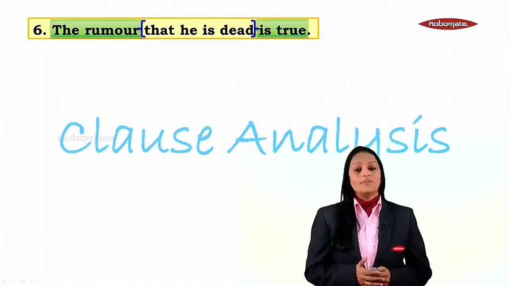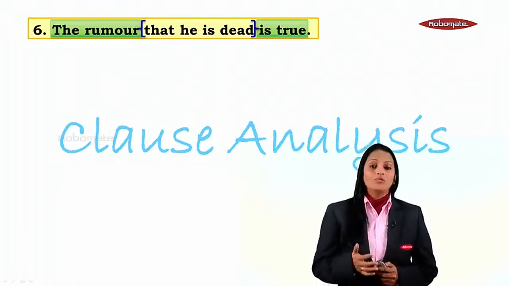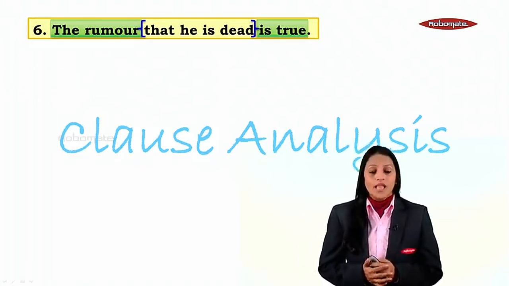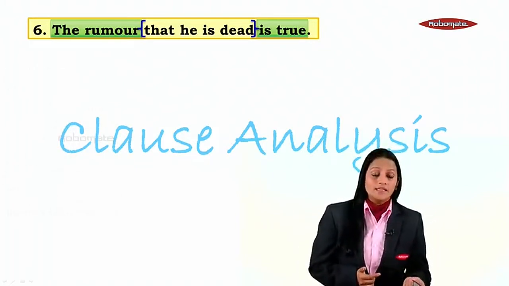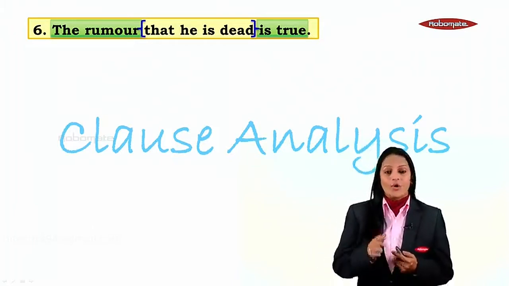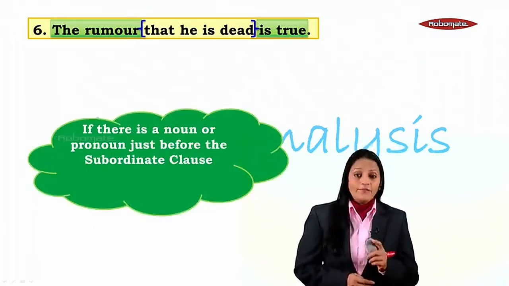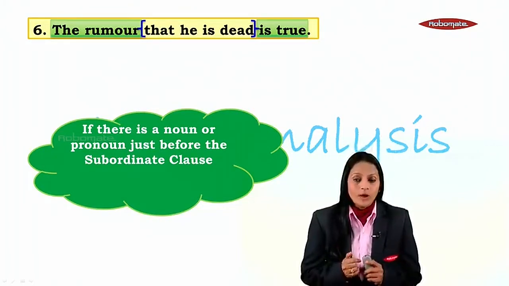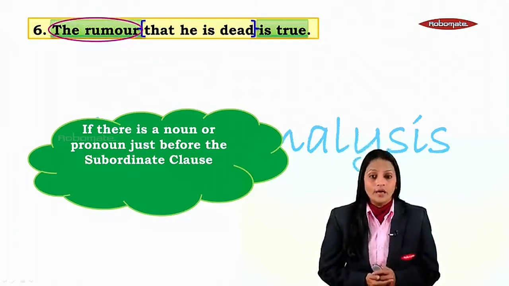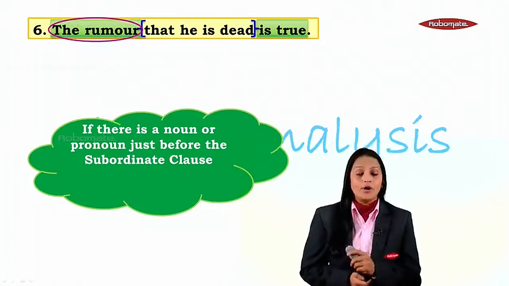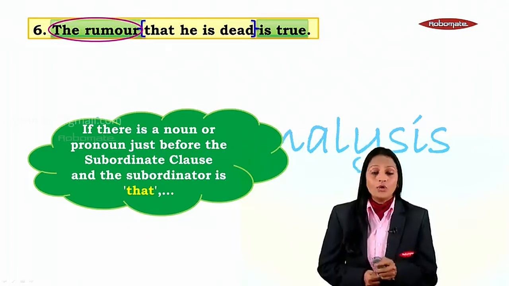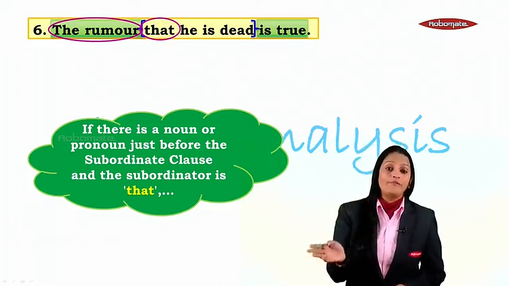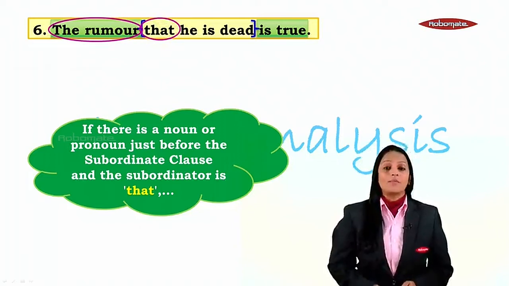But students, sometimes this kind of clause could also be an adjective clause, because you see there is the word rumor before the subordinate clause, and if you say which rumor is true, that he is dead. So sometimes it is confusing. Therefore, a very simple rule. If there is a noun or a pronoun just before a subordinate clause, like how you have rumor here, and also the subordinator is that. So two conditions: there is a noun or a pronoun before the subordinate clause and the subordinator is that.